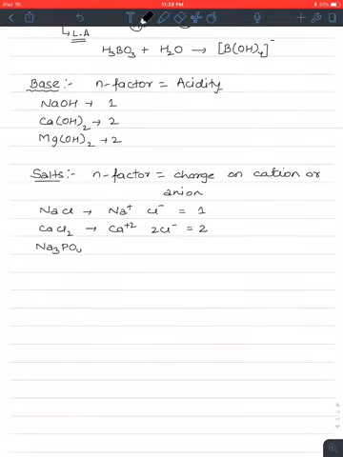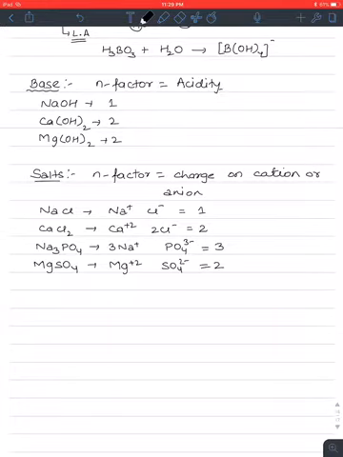Suppose if I'm having Na3PO4, so in this case what is the N factor? Let's check the ions. It is 3 Na plus and PO4 3 minus. So the N factor in this case is equal to 3. If I'm having MgSO4, what is the N factor? MgSO4 is Mg plus 2 and SO4 2 minus. So the N factor in this case is equal to 2.